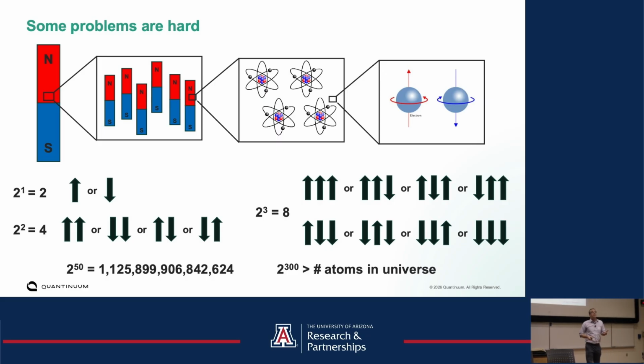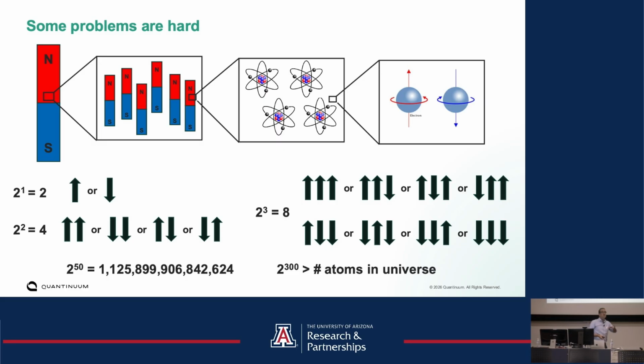And if I want to calculate the energy for all 1 quadrillion different ways I can arrange my electrons, well, I can't do that with a computer. I don't have enough memory. I don't have enough processing power to hold a 1 quadrillion by 1 quadrillion matrix to propagate this sort of information. And it gets worse because at 300, that's more possible states for 300 electrons than there are atoms in the universe.